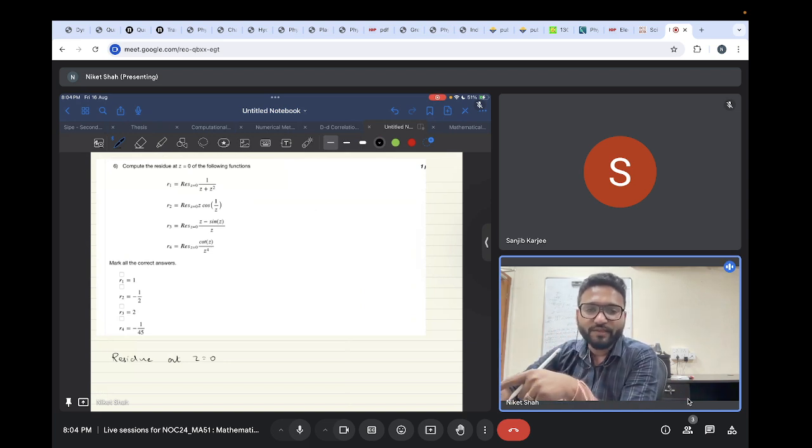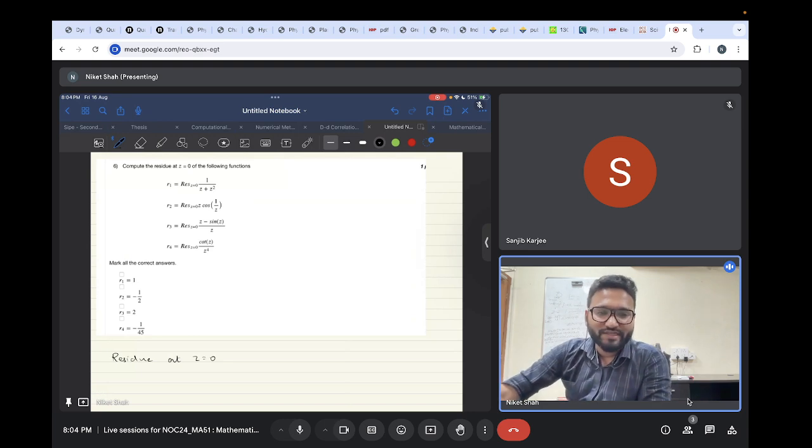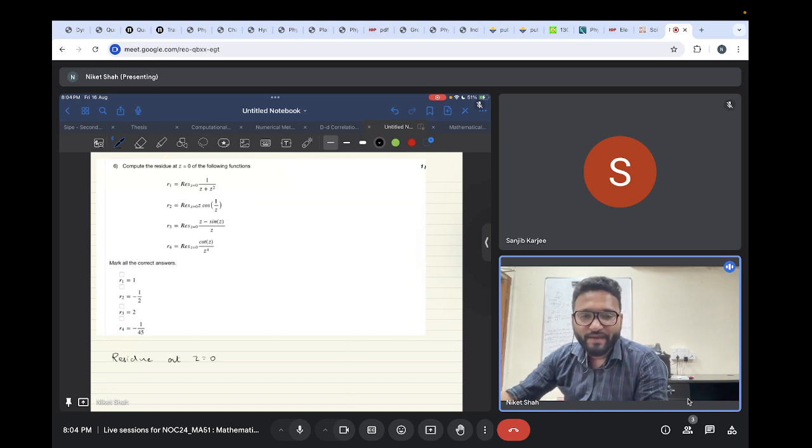Residue is the coefficient. If we go for Taylor series expansion or Laurent expansion, the coefficient corresponding to 1 by z is your residue, right? Coefficient corresponding to z power minus 1 is the residue.